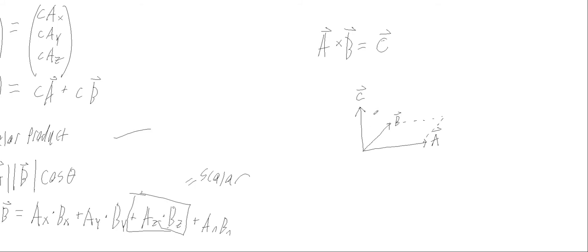And like I said, the length of this is equal to the area of this parallelogram here. And if your parallelogram is not a perfect square, then it will be the same as the absolute value of A multiplied by the absolute value of B multiplied by sine of theta.